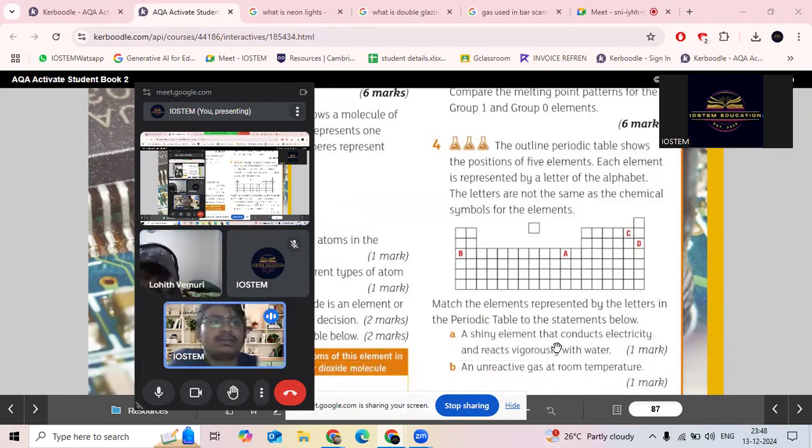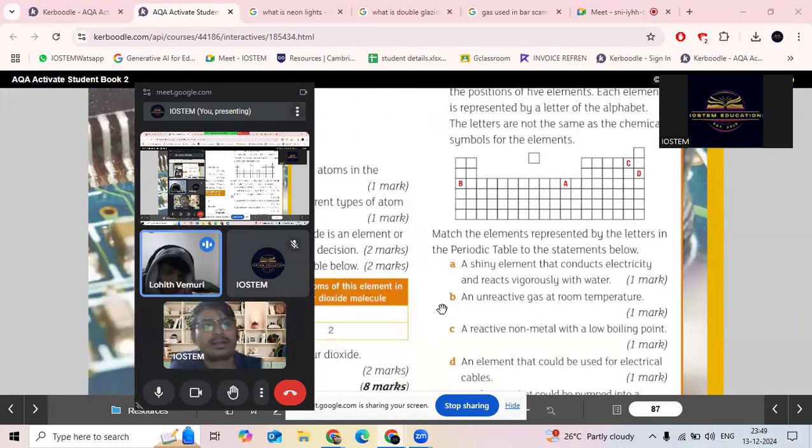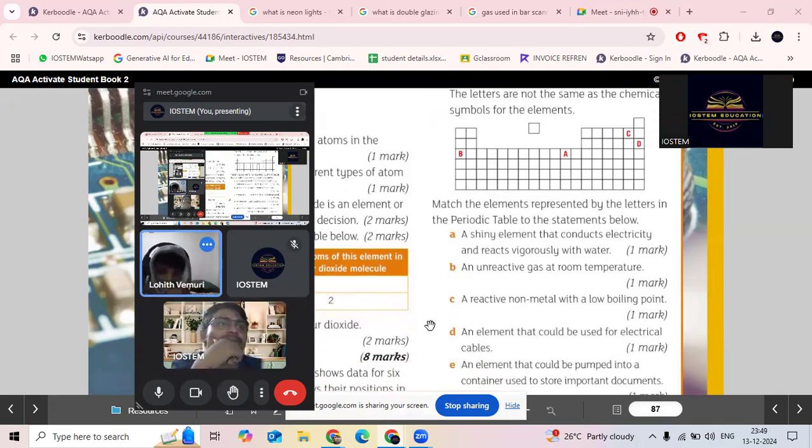A tiny element that conducts electricity and reacts vigorously with water. B. Which one? B. Very good. Next. An unreactive gas at room temperature is D. D. Very good. Next. That is sunlight, low boiling point is C. Very good.